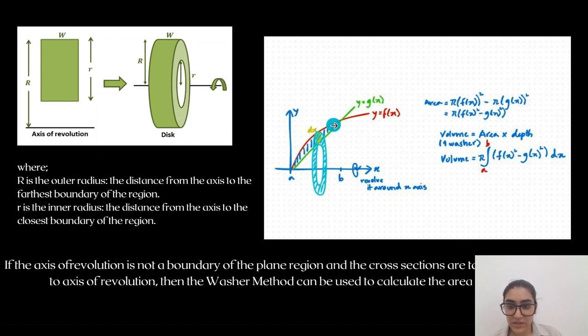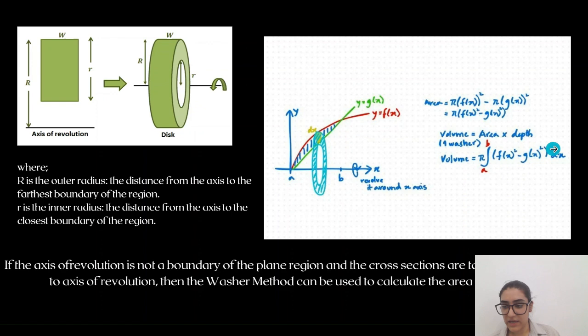For calculating the volume of this whole region by rotating it, we would have to take an interval from a to b, from this point of intersection to this point of intersection of both graphs. So here we can imply that volume is equal to pi times the integral from a to b of f(x) squared minus g(x) squared times dx, which is our depth.